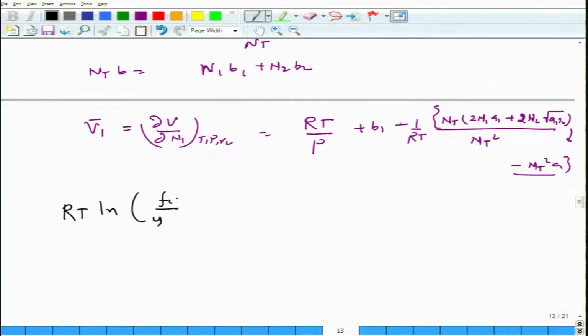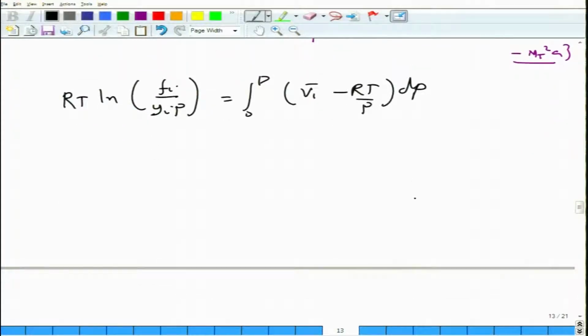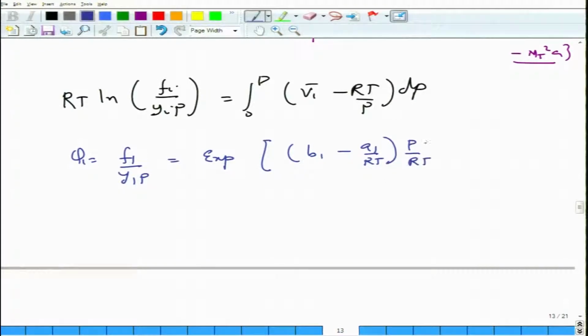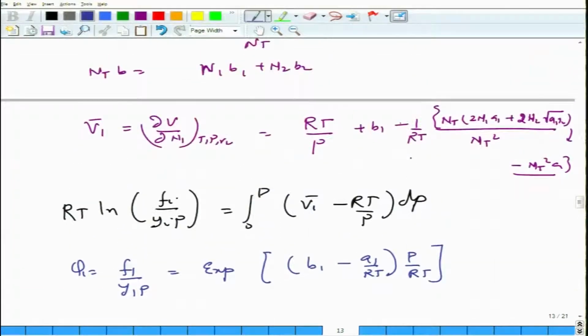Remember that. Okay. So, when you plug in this equation, what did you get? You have phi 1, which is f1 by y1 P. This is the fugacity coefficient for component 1. This is nothing but exponential of B1 minus A1 by RT, times P by RT. Okay, that is one part, because you have this part.